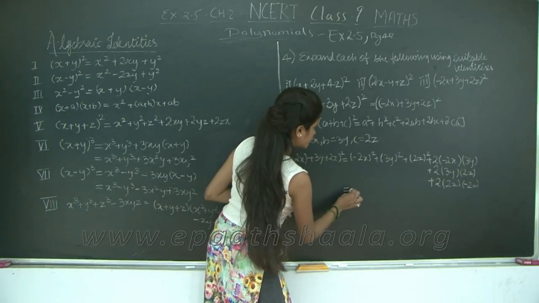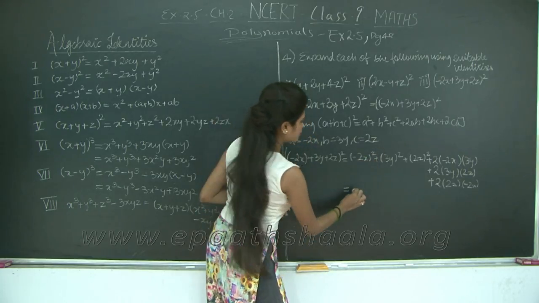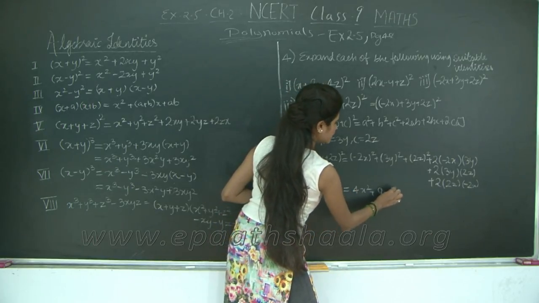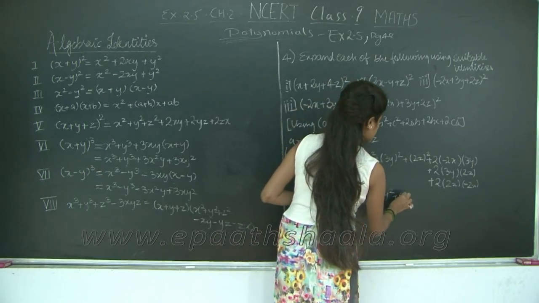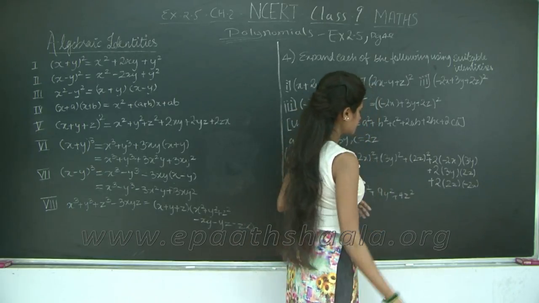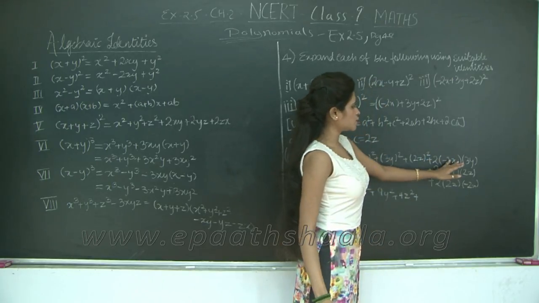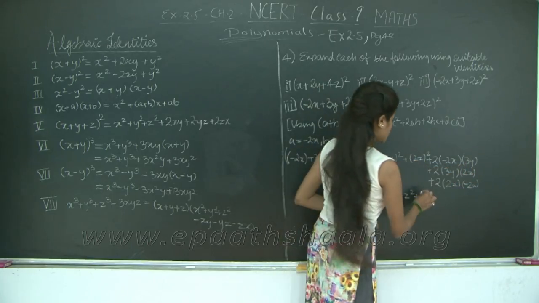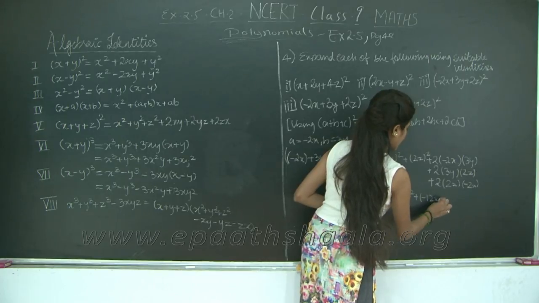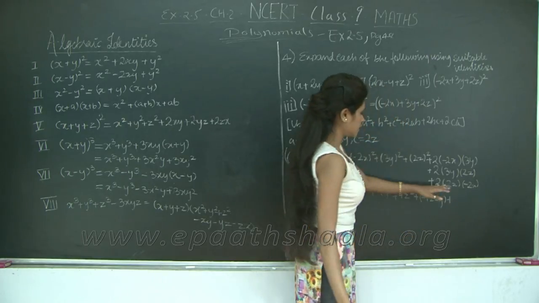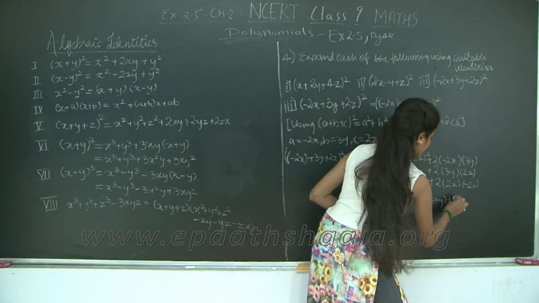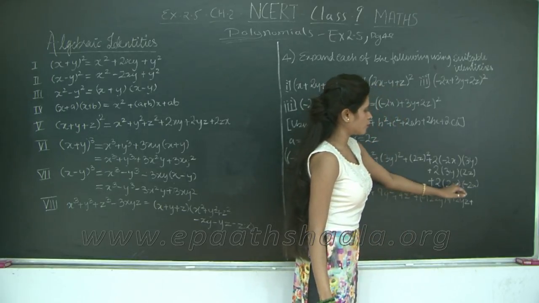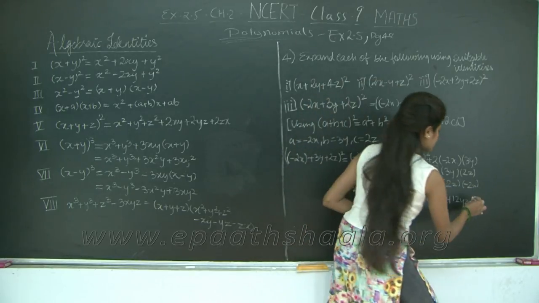What do we get? Minus 2x the whole square will give me 4x square, plus 3y the whole square is 9y square, plus 2z the whole square is 4z square, plus 2 into minus 2 gives me minus 4, minus 4 into 3 gives me minus 12xy. So minus 12xy plus 2 3s are 6, 6 2s are 12, so 12yz plus 2 2s are 4, 4 into minus 2 gives me minus 8zx.